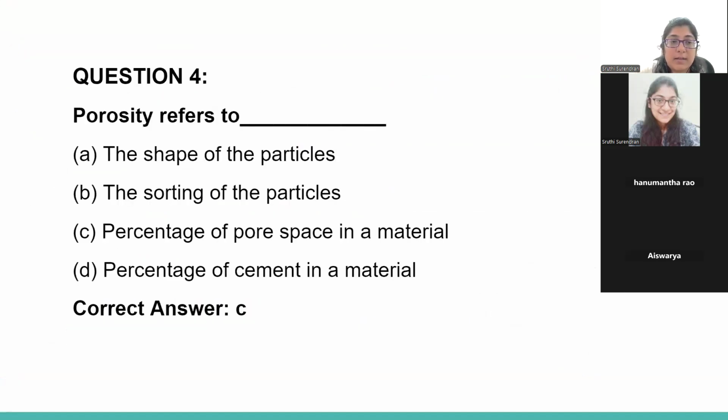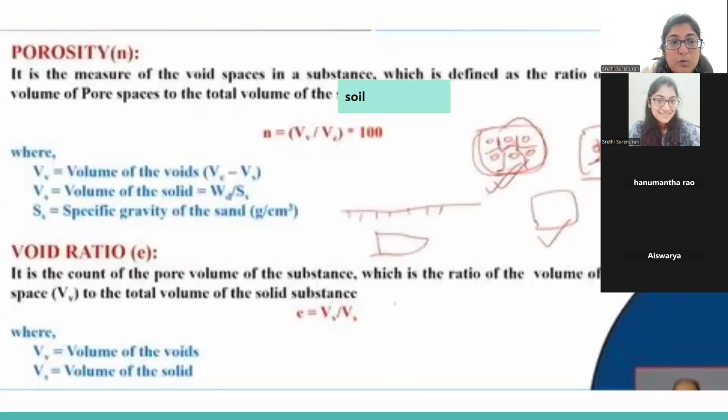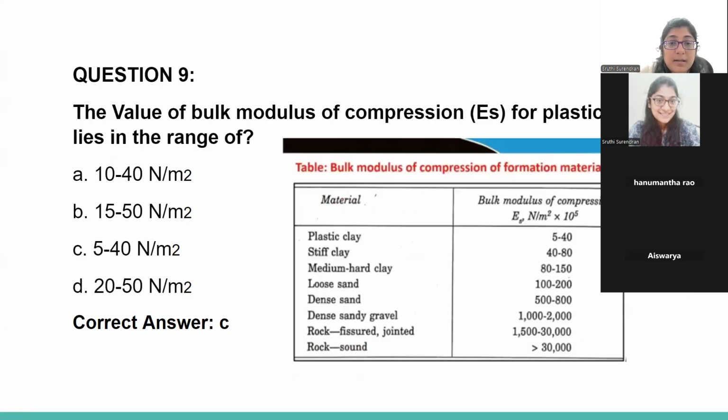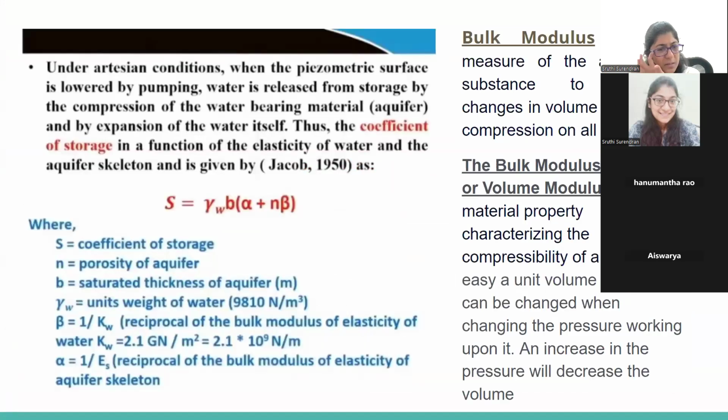Now, what is porosity? What does it depend on? The shape of the particle, sorting, percentage of pore space in a material. It is basically the percentage of pore space in a material. If you know what porosity is, also understand the relationship between porosity and void ratio: N is equal to E by 1 plus E, and E is equal to N by 1 minus N. So the relationship between the two, and the factors on which porosity depends. Then what are the values of bulk modulus of compression? Not very important, but if you can study, do study.